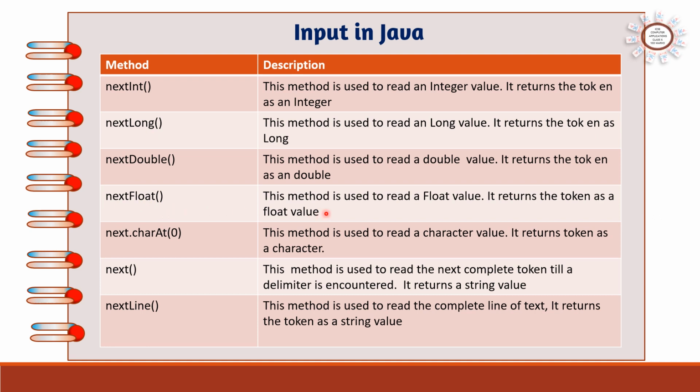This will accept a float data type. Here also F is capital as in the wrapper class. And now for accepting a character, the function is next dot charAt with a capital A, at 0. 0 position means the first position of the string. Next dot charAt 0. This method is used to accept a character value.